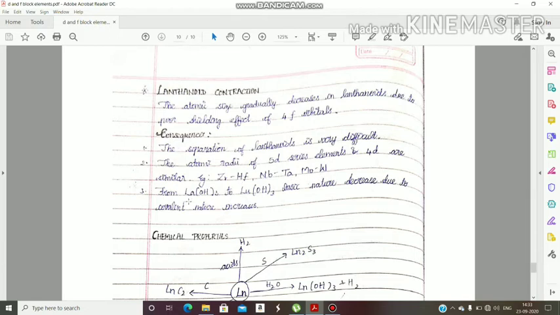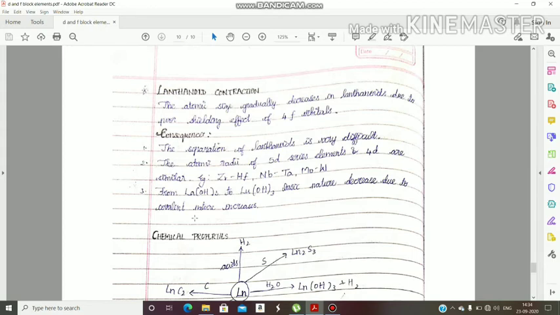Next, from lanthanum hydroxide to lutetium hydroxide, basic nature decreases due to covalent nature increasing. That means from here to here, these are hydroxides. These hydroxides have basic nature, their basic nature decreases due to covalent nature increasing. Because of that reason, basic nature decreases. Why? Suppose if covalent nature increases, then bond strength increases. If bond strength increases, bond energy also increases.